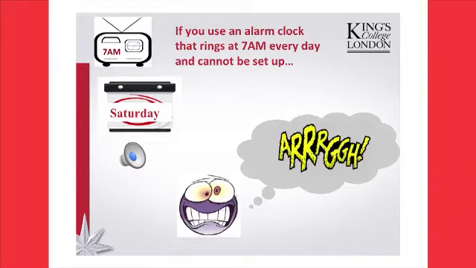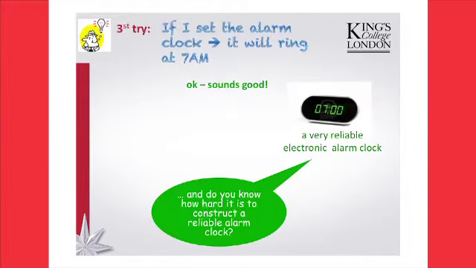So, okay, fine. I understand. Again, I had a problem with my specification. Let me try again. Third try. If I set the alarm clock, it will ring at 7 a.m. Okay, how about this? How did I do? Fine, sounds good. Here is your reliable alarm clock. Electronic reliable alarm clock. By the way, do you know how hard it is to construct a reliable alarm clock?